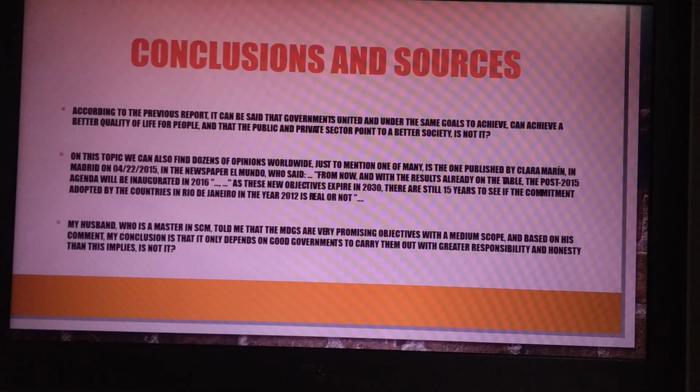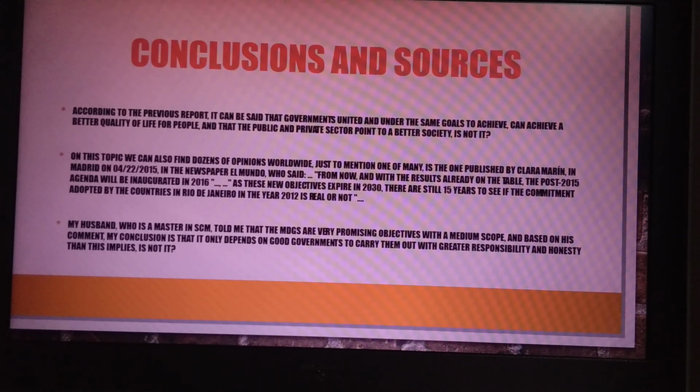Just to mention one of many is the one published by Clara Marin in Madrid on 22/10/2015 in the newspaper El Mundo, who said, from now and with the results already on the table, the post-2015 agenda will be inaugurated in 2016. As the new objectives expire in 2030, there are still 15 years to see if the commitment adopted by the countries in Rio de Janeiro in the year 2012 is real or not.